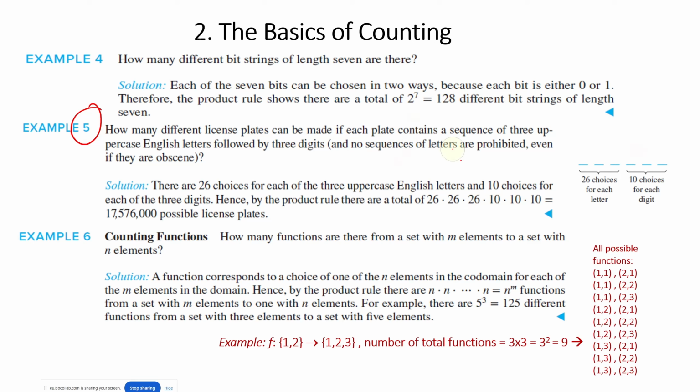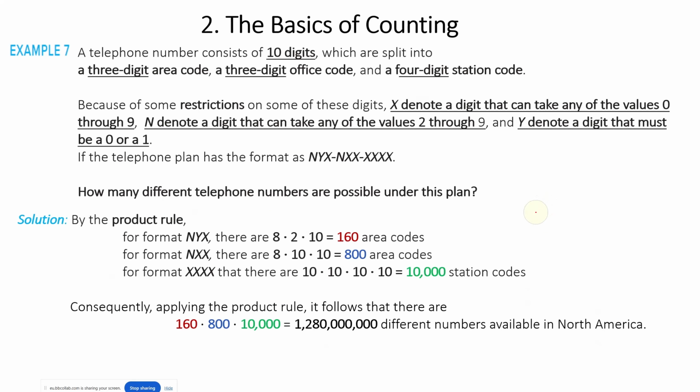Again, what are the possibilities? I have 26 for the first letter, 26 for the second, and 26 for the third. Then each digit is a number between 0 and 9, so I have 10 here, 10 here, and 10 here. This gives 26 cubed times 10 cubed, which is the number of possible license plates. So that's what the product rule says.